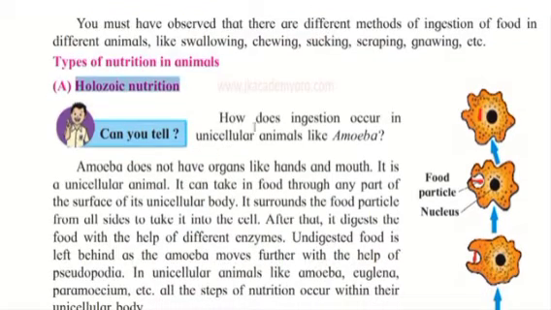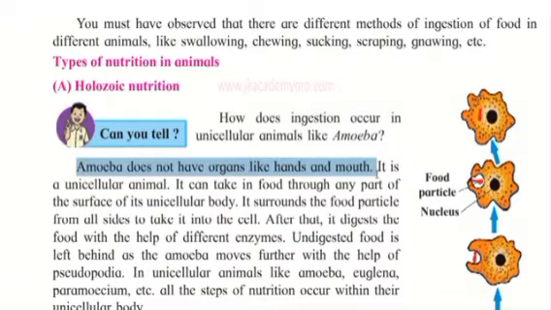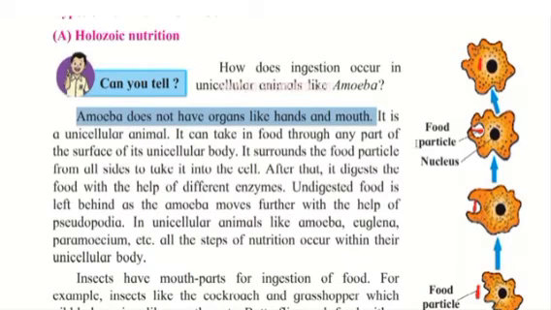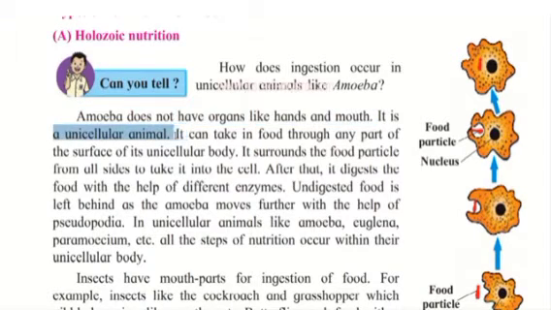Now, can you tell how ingestion occurs in unicellular animals like amoeba? We know that there are single cell animals. They do not have any mouth organs, they do not have any hands. So the amoeba does not have organs like hands and mouth. So how does it ingest the food? Now let's understand it with the help of the pictures given here. It is a unicellular animal, that is, it is made of just one cell, and all activities go on within this cell. Now, it can take food through any part of the surface of its unicellular body.